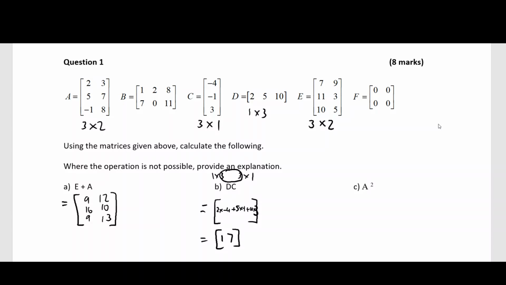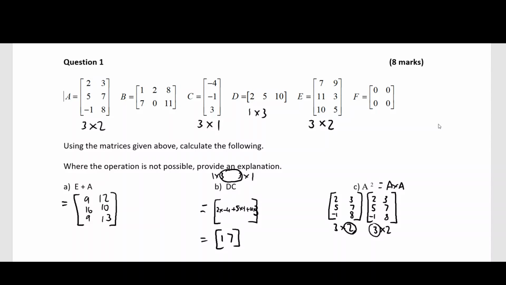Okay, A squared. A is a 3 by 2. So we've got this matrix here. A is this 2, 3, 5, 7, negative 1, 8. When we square a number, all it means is you times it by itself. So that's similar for matrices. A squared is going to be A times A. Now let's look if this multiplication is even possible. It's not, because this number and that number are different.